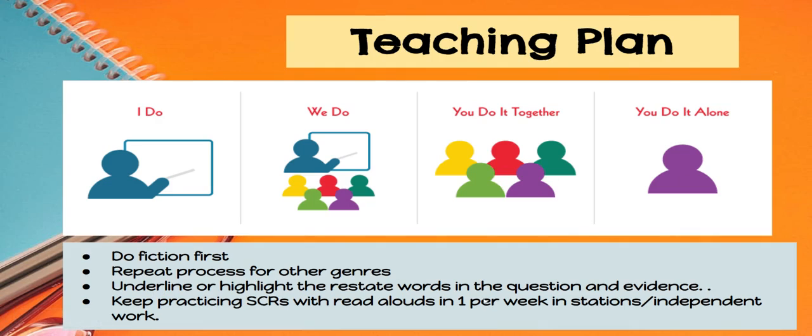And then I already talked about this: underlining or highlighting the restate words in the question. That really helps a lot of students that have trouble spelling or just knowing how to write the word. They also should be highlighting the evidence before they copy it. At first, they can just quote it, but the end goal is for them to be able to paraphrase.